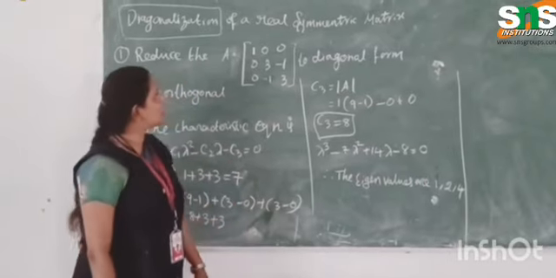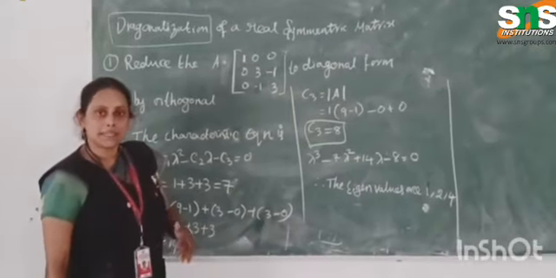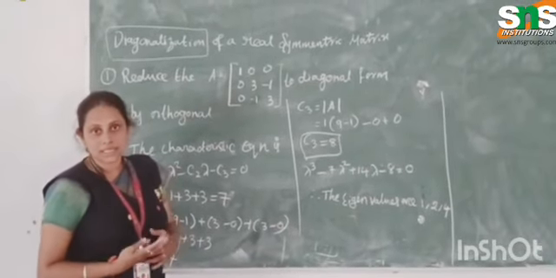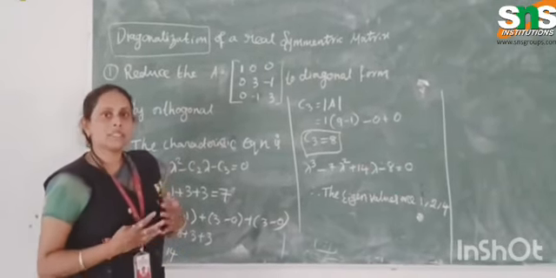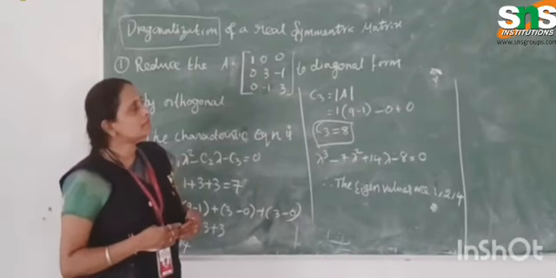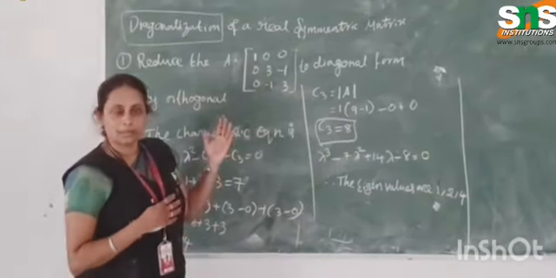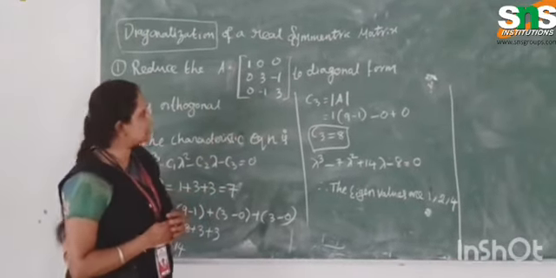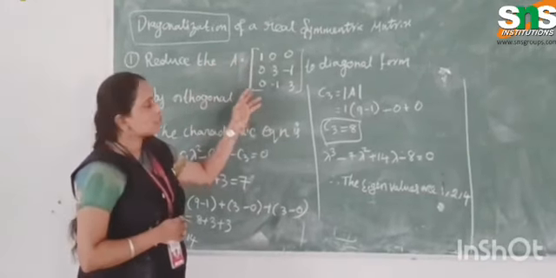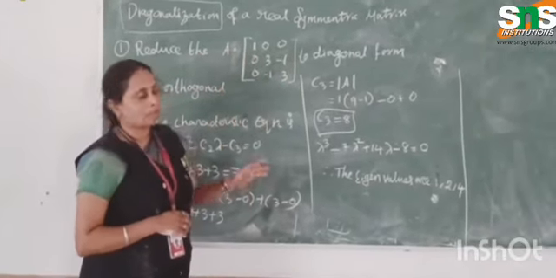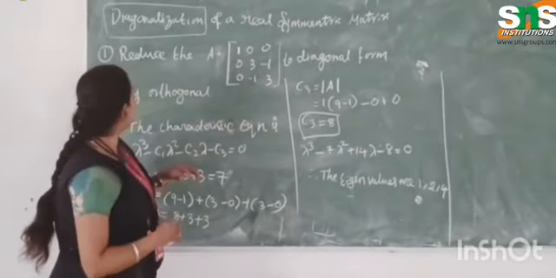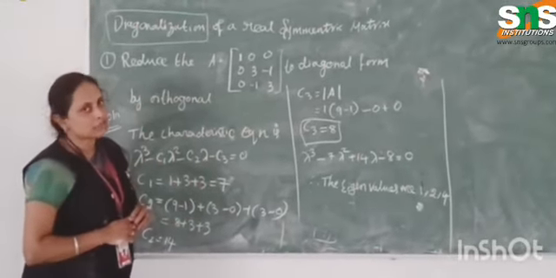Today we are going to solve one problem based on diagonalisation. In the previous class we discussed the methods of diagonalisation and its applications. In this class we are going to solve a problem based on diagonalisation. Here we are going to reduce this matrix to diagonal form using the orthogonal transformation.